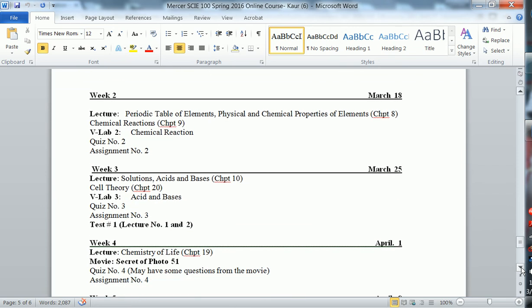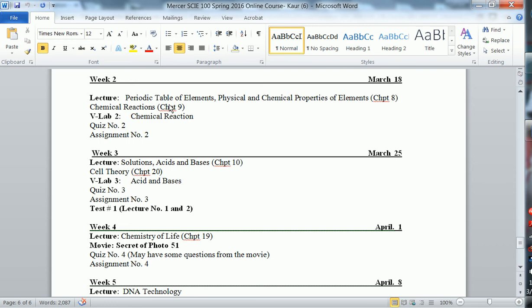Moving to week 2, the lecture will be on the periodic table of elements, and the physical and chemical properties of elements, which is chapter 8 from your book. We are also going to discuss chemical reactions, which is chapter 9 from the book. So basically this is a chemistry week, and the virtual lab is also on chemical reactions. Same thing, you will have 1 week to finish the virtual lab, quiz and assignment. You have 1 week to do all these things.